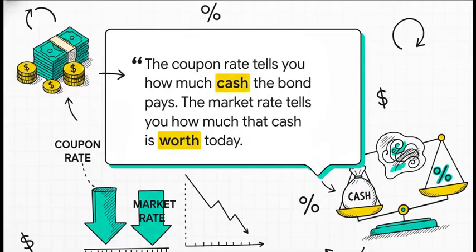Here's the absolute best way to remember this. The coupon rate tells you how much cash you get, but the market rate tells you how much that cash is worth today. That's why you never, ever use a bond's own coupon rate to discount its cash flows. You always use the current market rate.